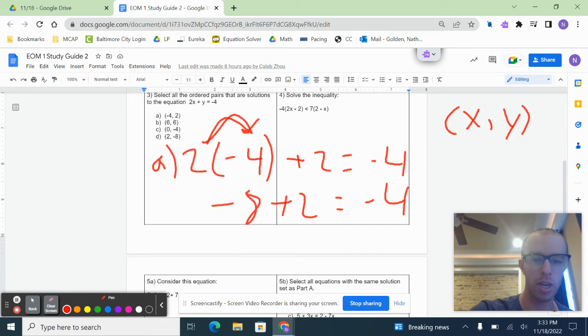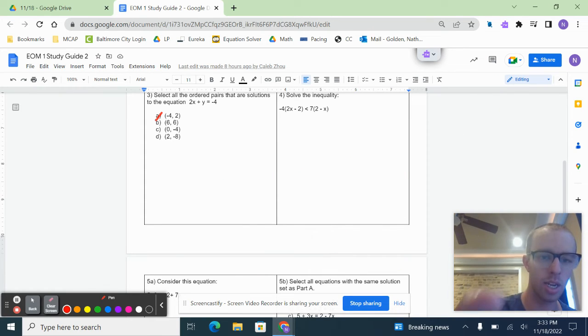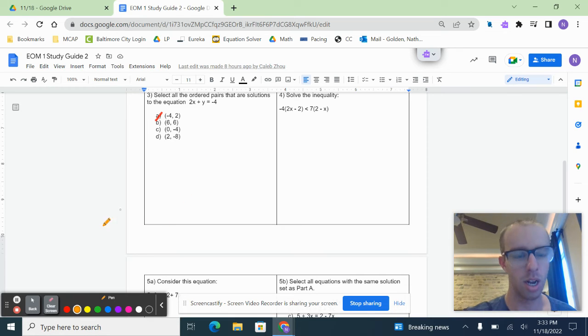So I just multiplied, dropped everything else straight down. Negative 8 plus 2, that's negative 6, equals negative 4. Negative 6 does not equal negative 4. That's not true. They're not the same number. So I know that A is not a solution. So I can say A is not a solution. All right, let's try another one.